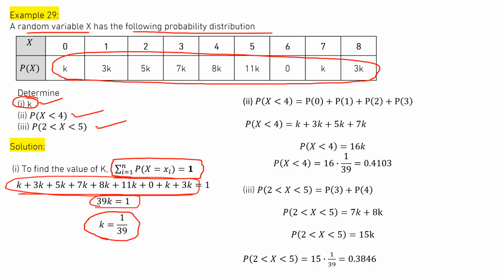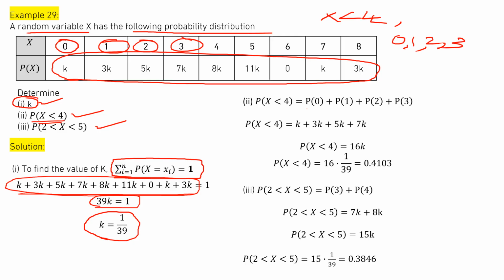What is my second question? Probability of x less than 4. What do you mean by x less than 4? That means you have to take all the values of the random variable capital X strictly less than 4. Here your first value starts from 0. So 0 is less than 4, take 0. Next value 1, also less than 4, take 1. Then 2 and 3. Do not take 4, because they say strictly less than 4.